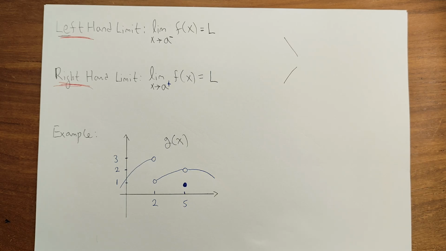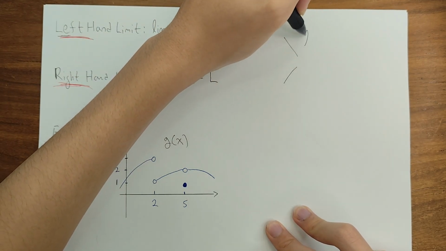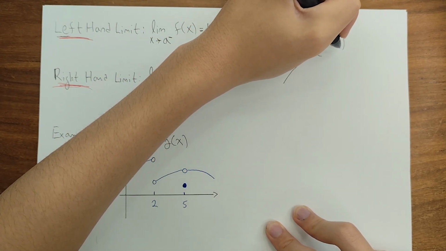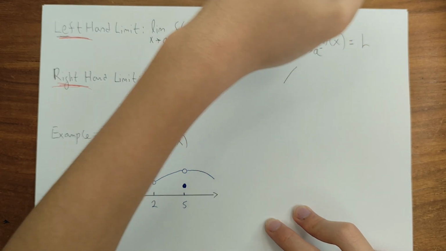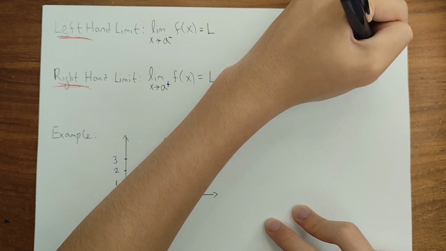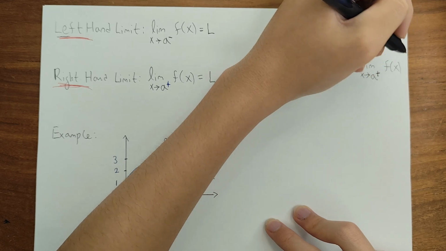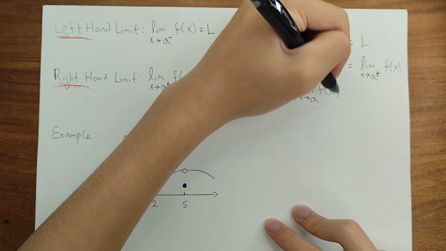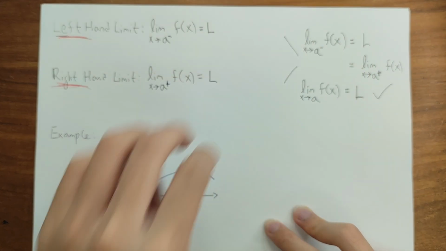Okay, so if the left-hand limit equals L here, and the right-hand limit also equals L, then the limit of f(x) equals L. Okay, and it also exists.